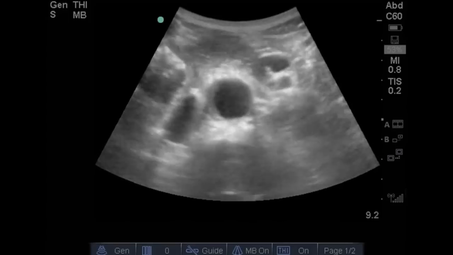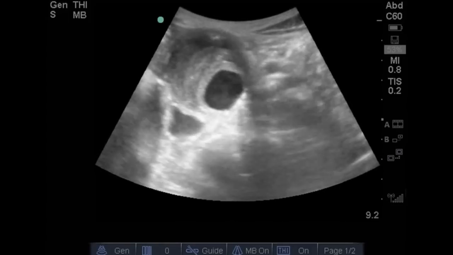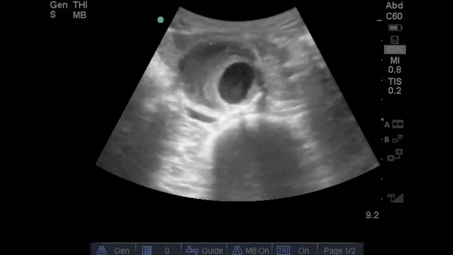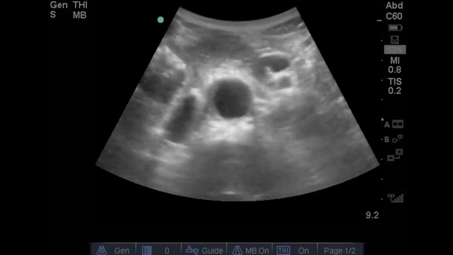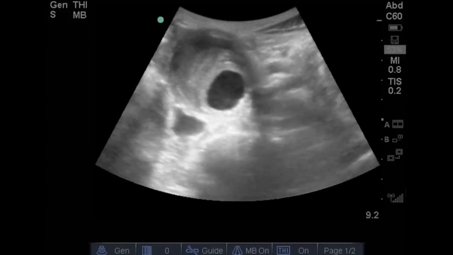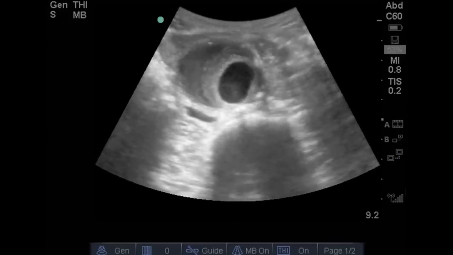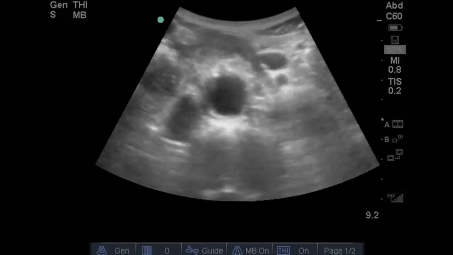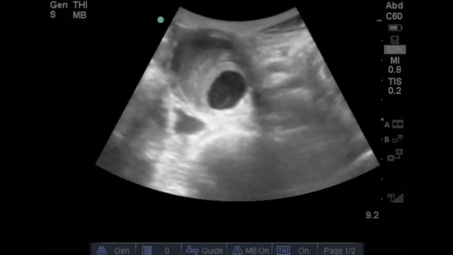So 2D or B mode imaging, B is for brightness, meaning that each pixel has a brightness associated with it. And depending on how that sound is reflected to the probe and the tissue interfaces, it determines how bright that dot is and the differentiation between different tissue layers.